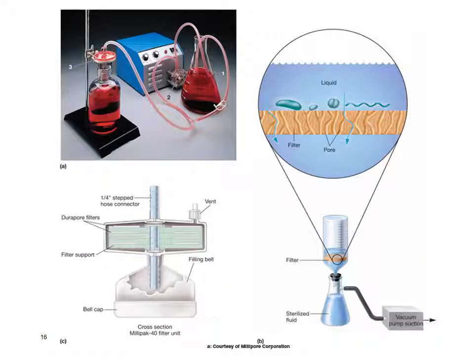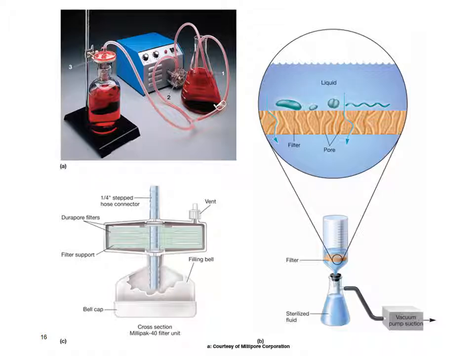The photo shown in A shows a complete filtering setup. The non-sterile solution is in the Erlenmeyer flask, labelled 1. The peristaltic pump, labelled 2, forces the solution through the membrane filter unit, which is labelled with the number 3. In B, we can see a schematic representation of a membrane filtration setup that uses a vacuum pump to force liquid through the filter. The inset shows a cross-section of the filter and its pores, which are too small for microbes to pass through.